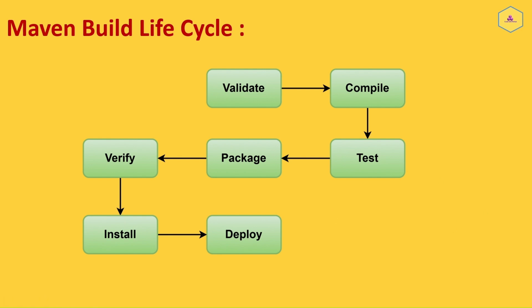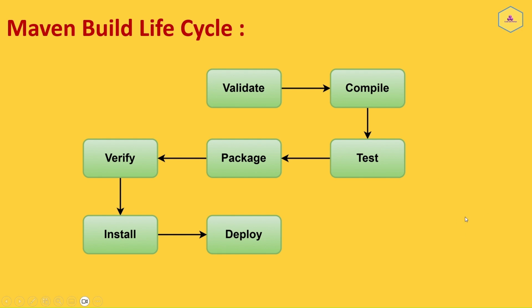In the validate phase, we validate that the project is correct and all necessary information is available. In the compile phase, the source code of the project is compiled. In the test phase, we test the compiled source code using a suitable unit testing framework. These tests should not require the code to be packaged or deployed. In the package phase, we take the compiled code and package it in its distributable format such as a jar file, that is Java archive.